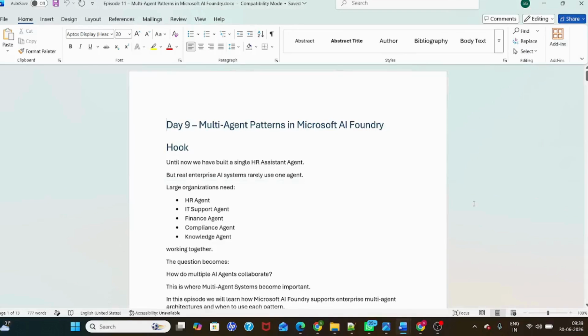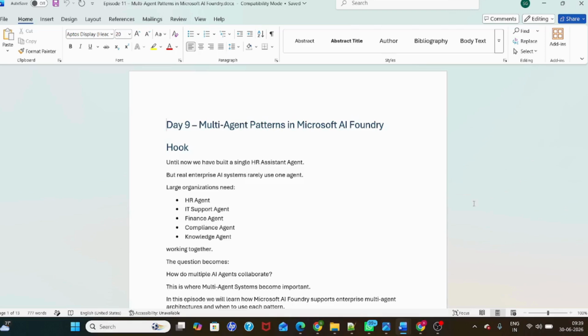We have already started a series on creating agents or multi-agents using Microsoft AI Foundry. We have done day 1 to day 8, and you can visit what was there. In day 9, we are discussing the multi-agent pattern in Microsoft AI Foundry.